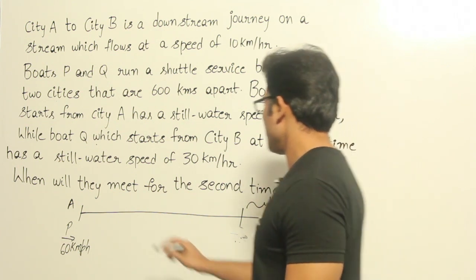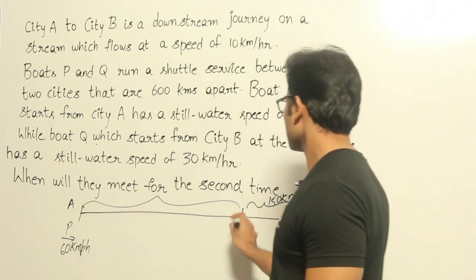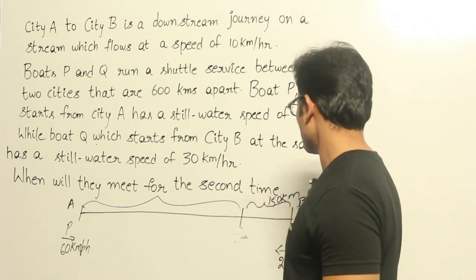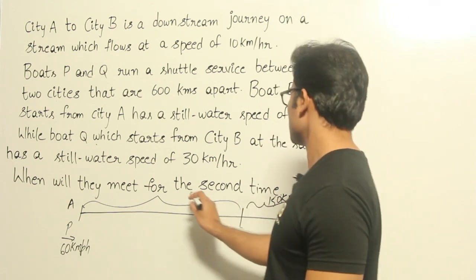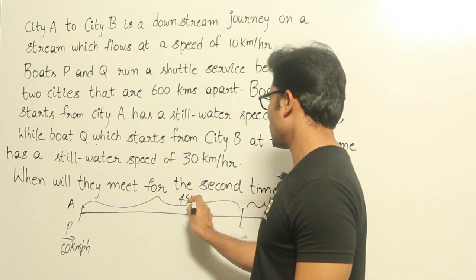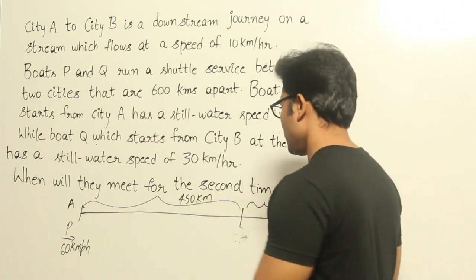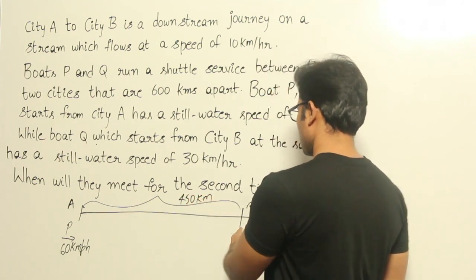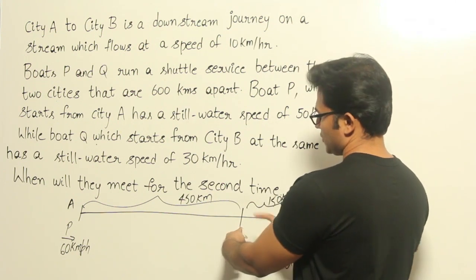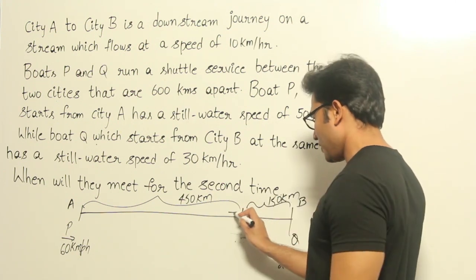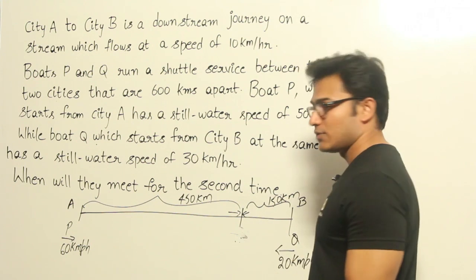right? And P has covered this much, so which is going to be, totally if it is 600 kilometers, it is going to be 450 kilometers, right? So P has covered 450 kilometers to reach this point, and Q has covered 150 kilometers to reach this point, and they actually met here, right? That is it for the first time.